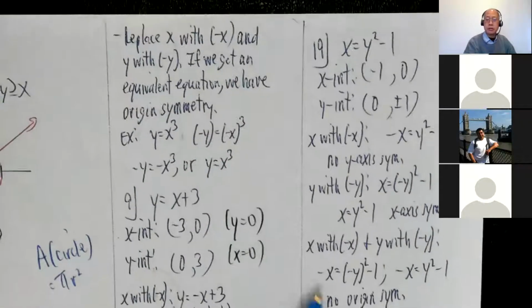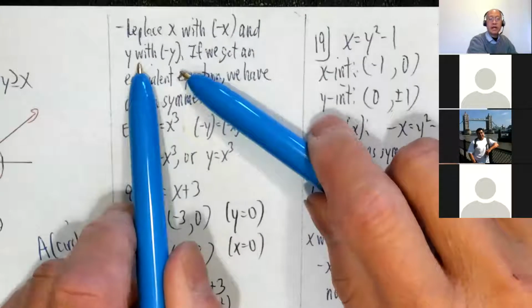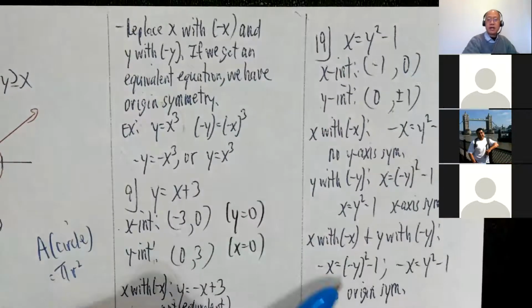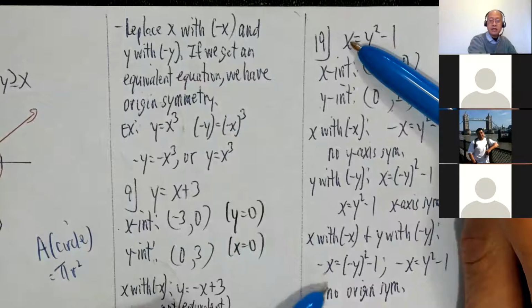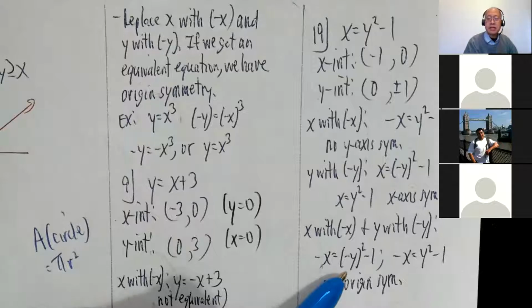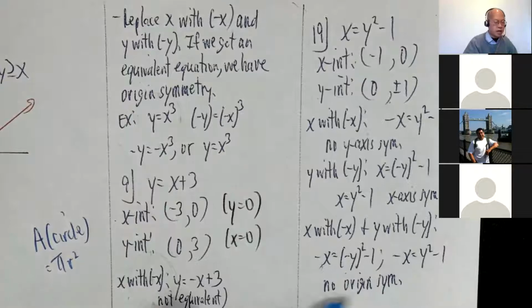And I claim there's no origin symmetry, so how come? So for origin symmetry, replace both x with negative x and y with negative y. So right here, change that to negative x, change that to negative y. It's going to look like this. Okay, that x becomes negative x. That y becomes negative y. And just like the previous equation, we know negative y squared is the same as y squared. So I have negative x equals y squared minus 1. Is that equivalent to this? No, it is not. So once again, I have no origin symmetry. Okay. So that's the way that one works.